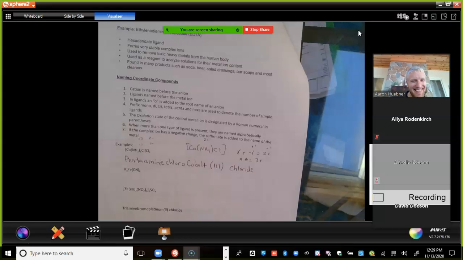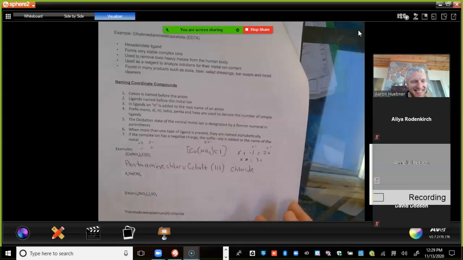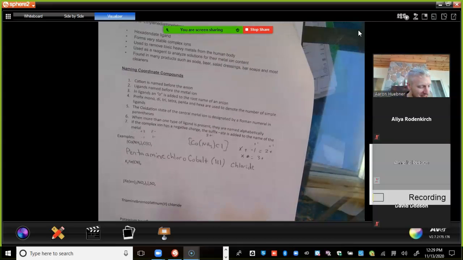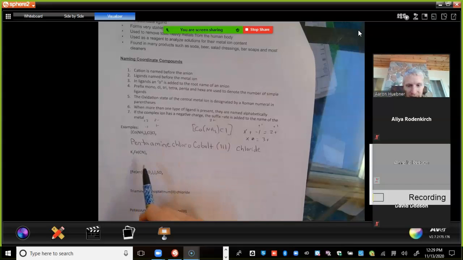Ethylenediaminetetraacetate. Ethylenediaminetetraacetate. Let's go, there you go, David. Woo! Yeah, that's probably better than I could do. Got at least 5 of them in there. Nice. So organic will be a fun unit. We're focusing on naming and formula writing for organic.